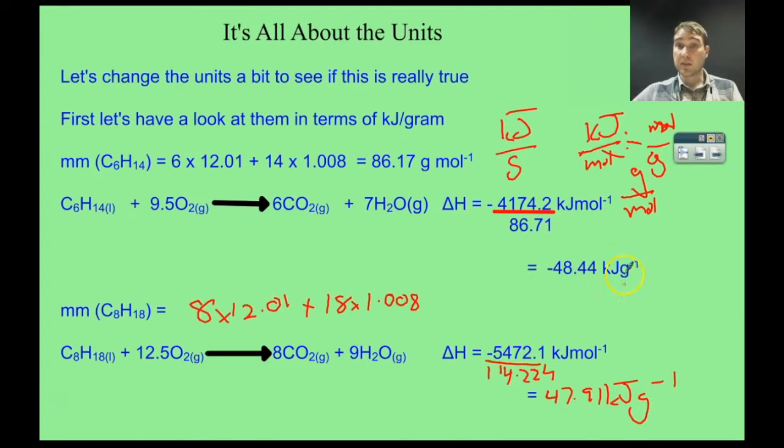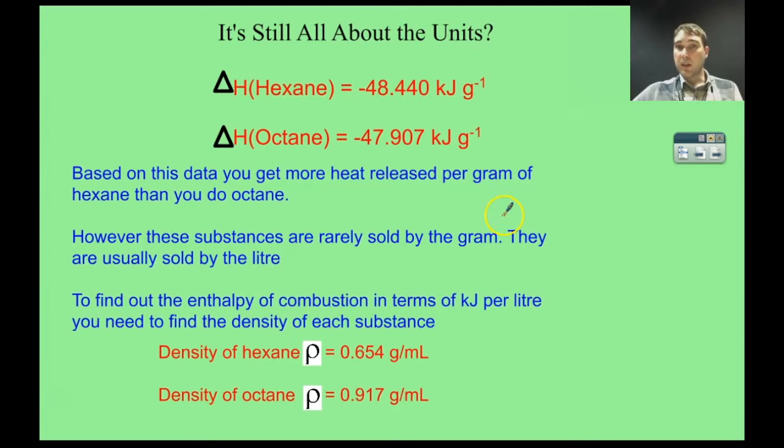So on the basis of mass, if we compare the heat energy being released per gram, that makes hexane a better fuel, since we get 48.44 kilojoules of heat energy being released per gram compared to 47.91. So the issue is, when you buy fuel, you normally buy it per litre, not by the gram. So we need to be able to convert kilojoules per gram into kilojoules per litre.